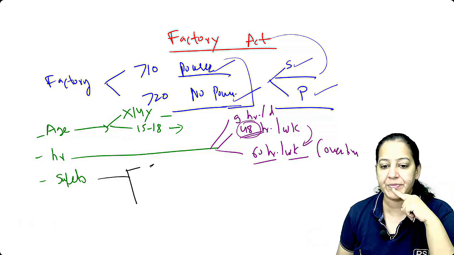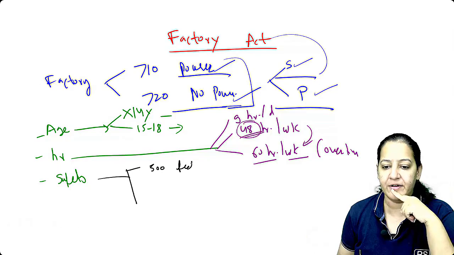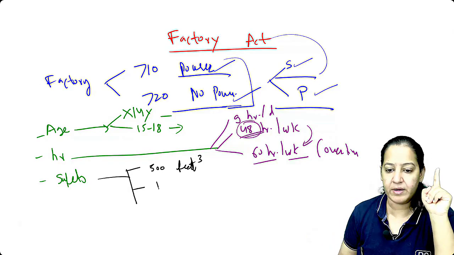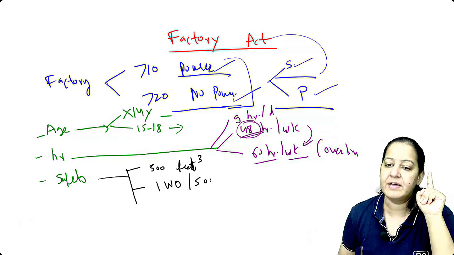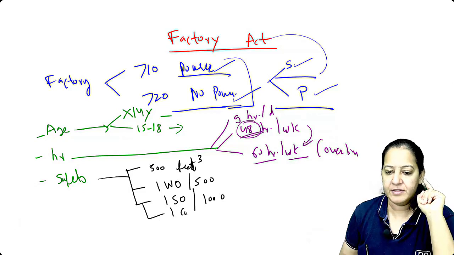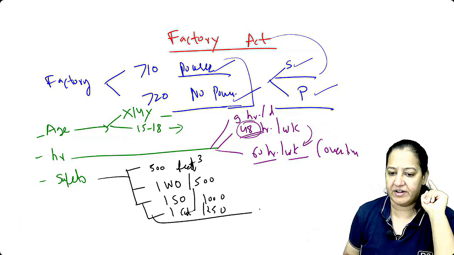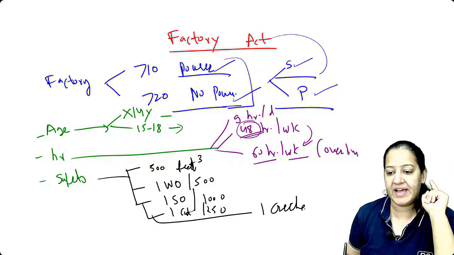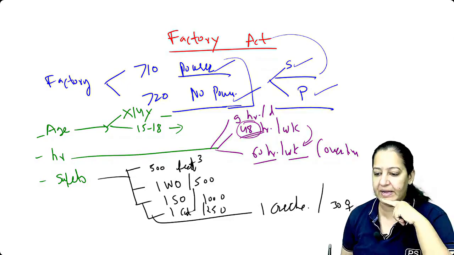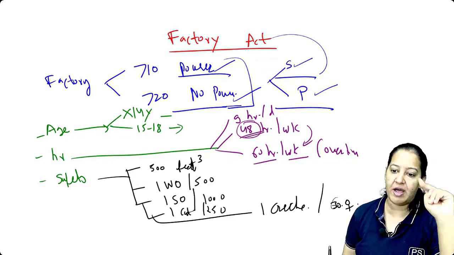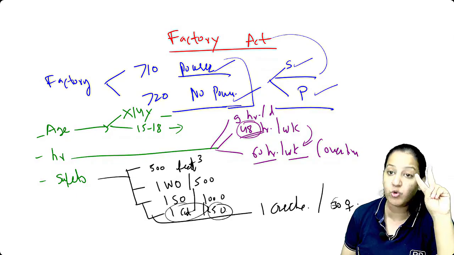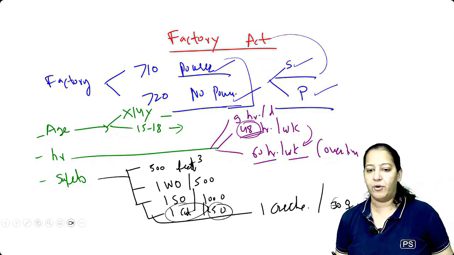There should be minimum 500 cubic feet of space available to each worker. There should be one welfare officer for every 500 workers. There should be one safety officer for every 1,000 workers. There should be one canteen for every 250 workers, and there should be one crèche, the play area for the children, for every 30 female workers. If there are 60 females in your factory, you should have 2 crèches. If there are 500 workers in your factory, you should have 2 canteens, like that. So these are the norms that should be followed according to the Factory Act.